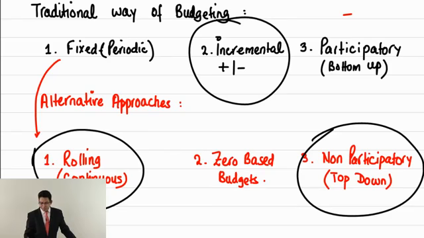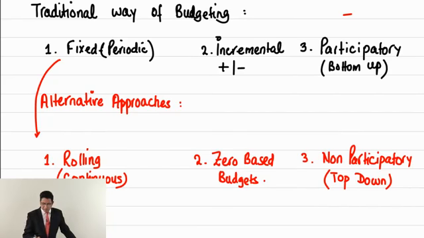For example, participatory, zero based and rolling can be working as well. So the idea is any of the three, from each category. This one or this one, that two or that two, and that three or that three. Any of the three can be picked up from each. That makes up the budgeting approach for that organization.